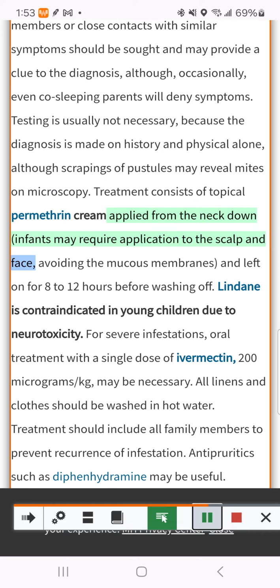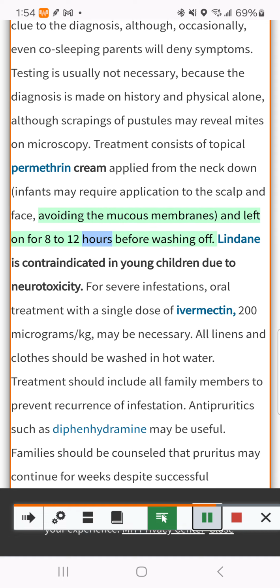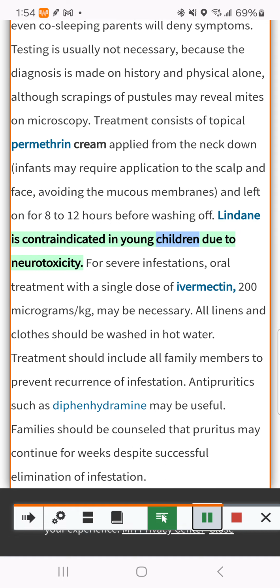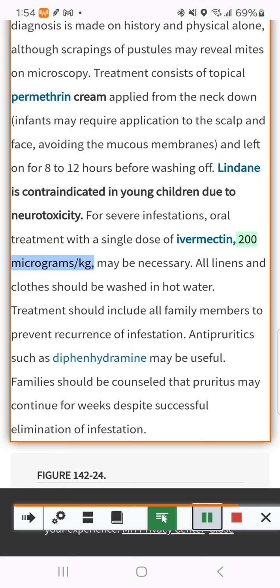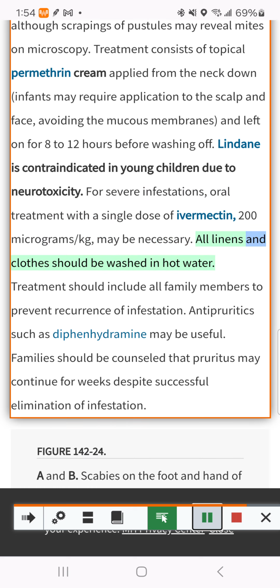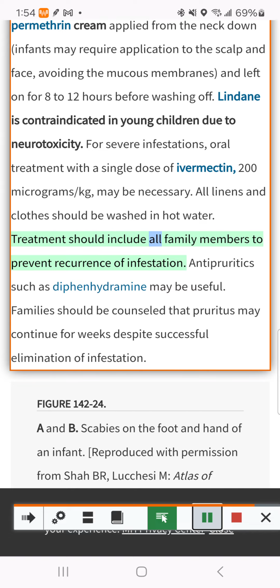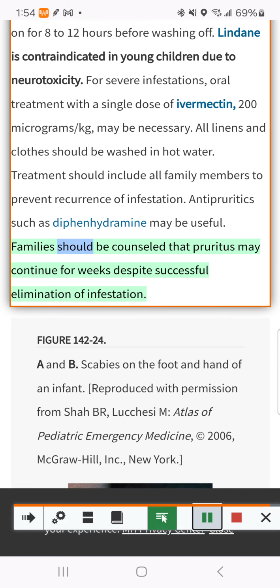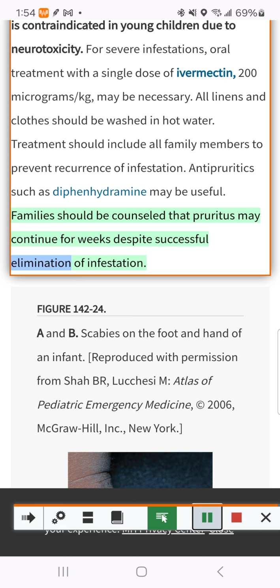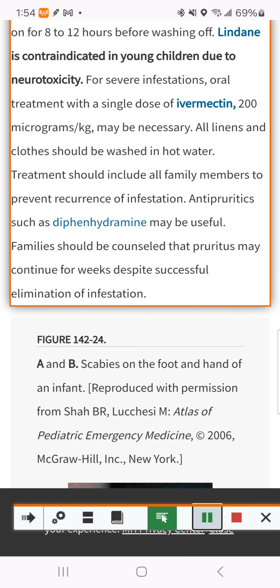Infants may require application to the scalp and face, avoiding the mucous membranes, and left on for 8 to 12 hours before washing off. Lidocaine is contraindicated in young children due to neurotoxicity. For severe infestations, oral treatment with a single dose of ivermectin, 200 micrograms per kilogram, may be necessary. All linens and clothes should be washed in hot water. Treatment should include all family members to prevent recurrence of infestation. Antihistamines such as diphenhydramine may be useful. Families should be counseled that pruritus may continue for weeks despite successful elimination of infestation.